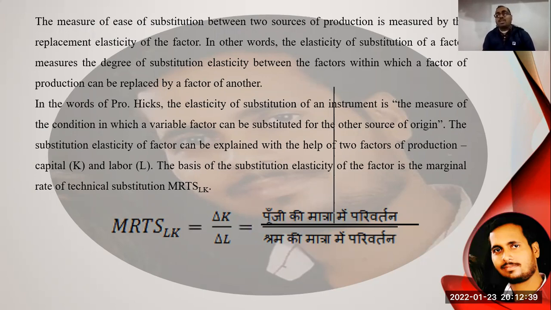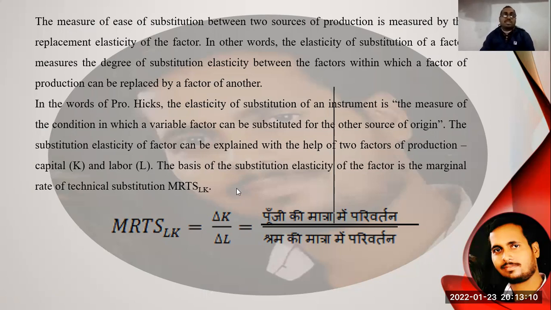In other words, the elasticity of substitution of a factor measures the degree of substitution between the factors, within which a factor of production can be replaced by another factor. In the words of Professor Hicks, the elasticity of substitution of a factor is the measure of the condition in which a variable factor can be substituted for the other factors of production.